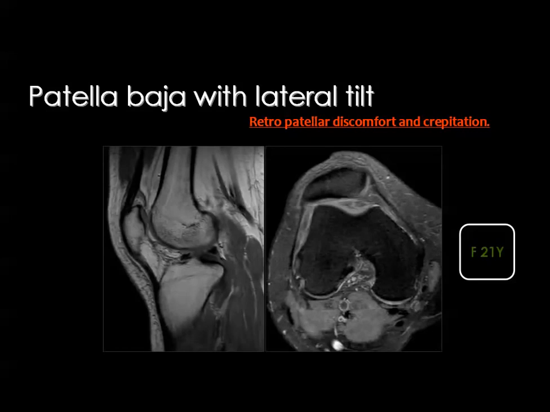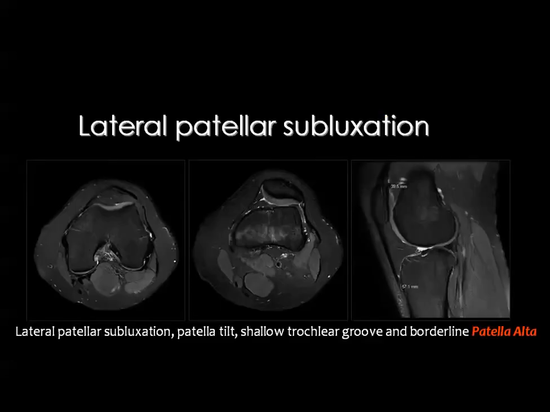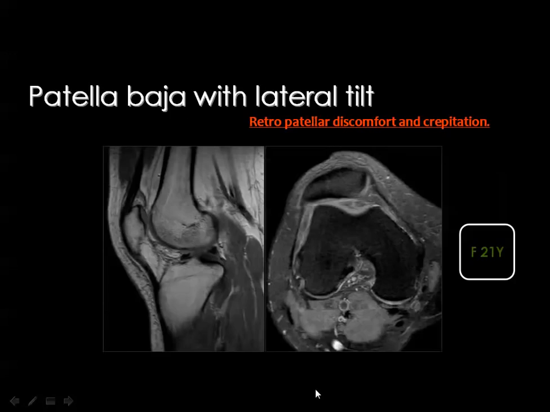Patella vaga or alta may be associated with lateral displacement of the patella. As you can see in the previous example, this is somewhat patella alta. You see the length of the infrapatellar tendon, and this is patella vaga, and you see the shortening of the infrapatellar tendon with minimal displacement of the patella to the lateral side.